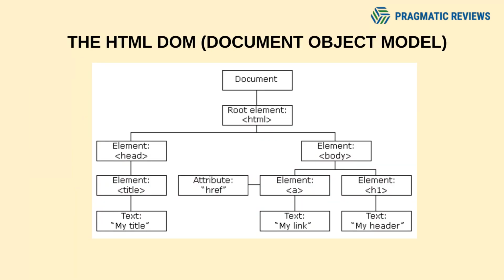As you may remember from a previous video on HTML crash course that I uploaded a few days ago, we've been reviewing this document object model where we have the root element that is the HTML tag, and then we have two children, the head and the body, and then we have some other children. For example, the body has the A tag and the H1 as children.